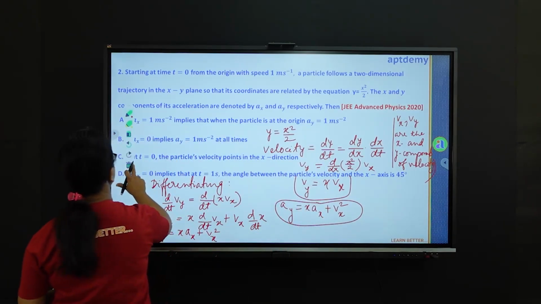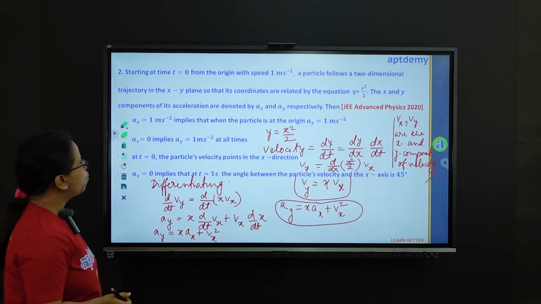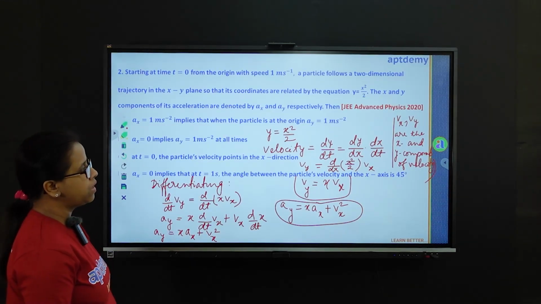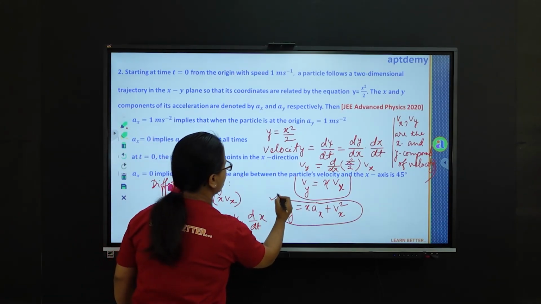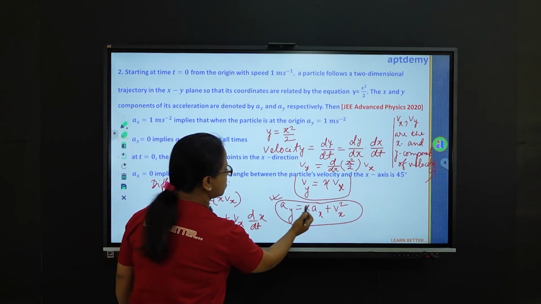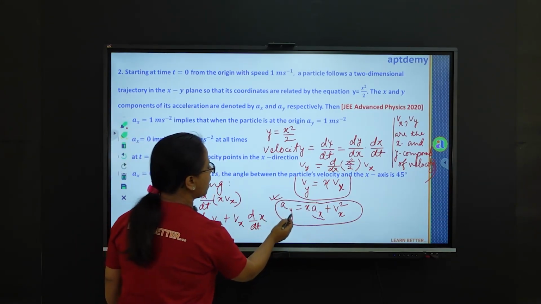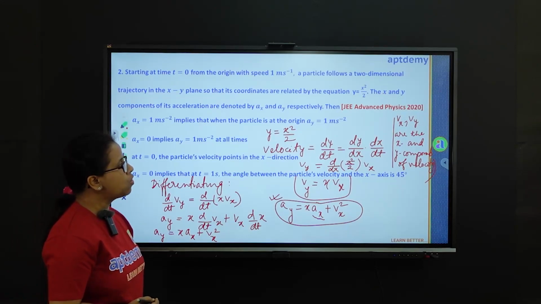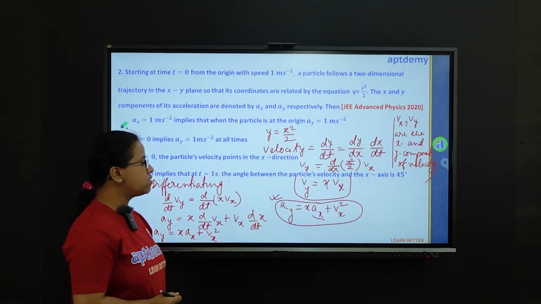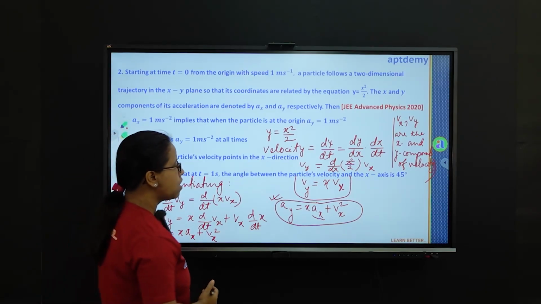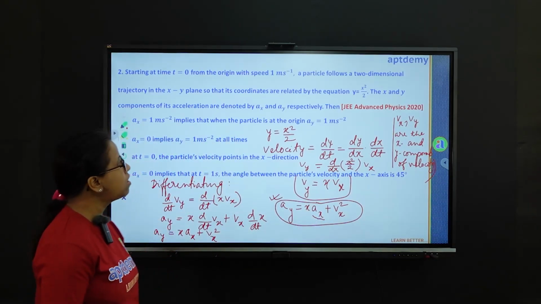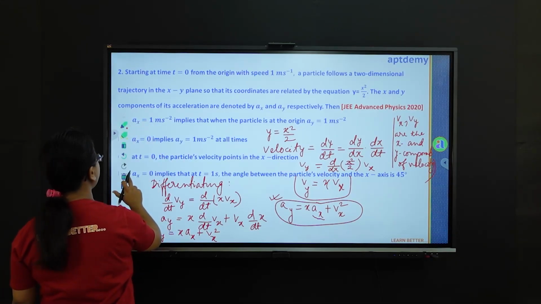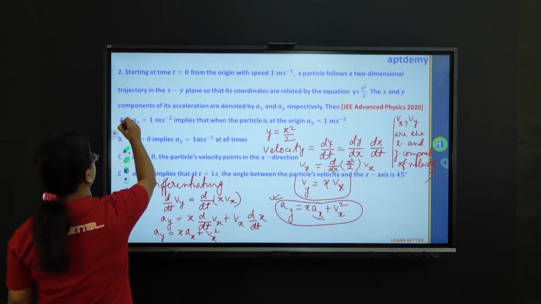Now first option, we have ax equal to 1 meter per second square, which implies that when the particle is at origin, ay will also be equal to 1 meter per second square. Now have a look at this second relation. Ax is 1 meter per second square, so we shall get ay as equal to x plus vx square. Now if the particle is at origin, what does it mean? It means that x will be equal to 0, since there is no displacement when the particle starts from origin. So we are left with ay equals vx square, and the speed of the particle was 1. So this will give us ay equals 1. So we come to know that this particular option is correct.